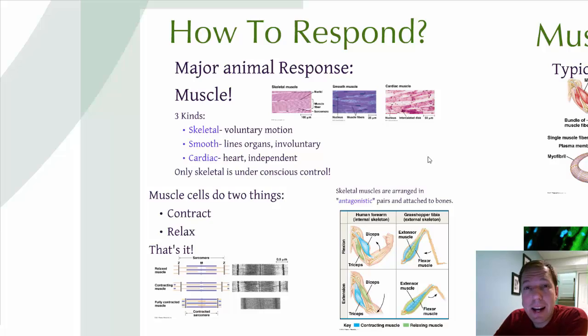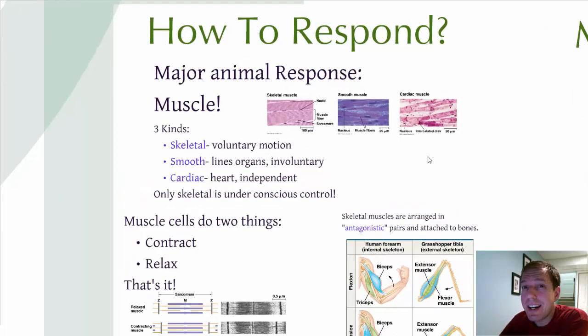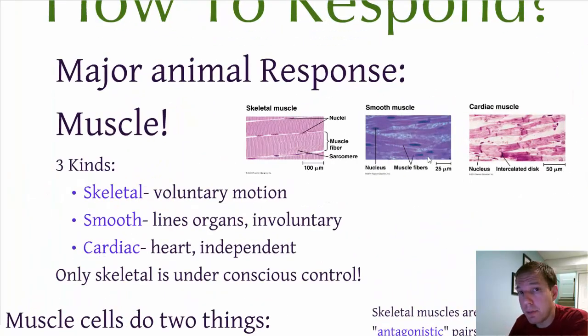A little basic anatomy first. Muscles are divided into three types. There's skeletal muscles, which are going to be the focus of this video. Those are attached obviously to bones, and that's going to be responsible for all of your voluntary motion.